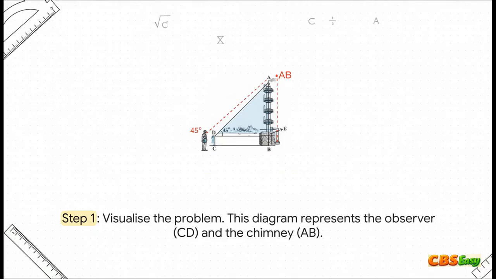First things first, step 1. We draw the diagram, just like you see here. AB is the whole chimney, and CD is our observer. But the really crucial part is that right-angled triangle, ADE, that's formed from the observer's eye level. That's the triangle we're going to use for all our calculations.